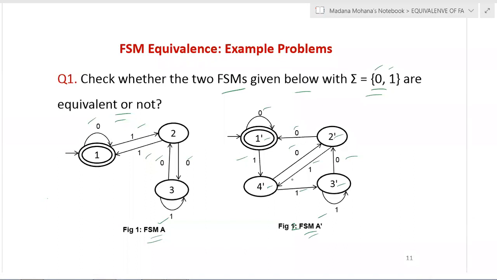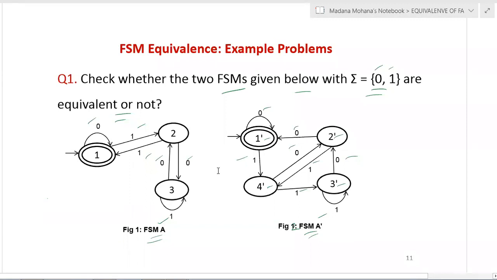Whatever equivalence algorithm is described by E.F. Moore, we have to follow that algorithm. First, we have to construct a comparison table. Then, after construction of the comparison table, the second step is to establish the FSM equivalence by satisfying either of the two conditions. Like that, we have to check the equivalence of two finite state machines. So our first step is to construct the comparison table.